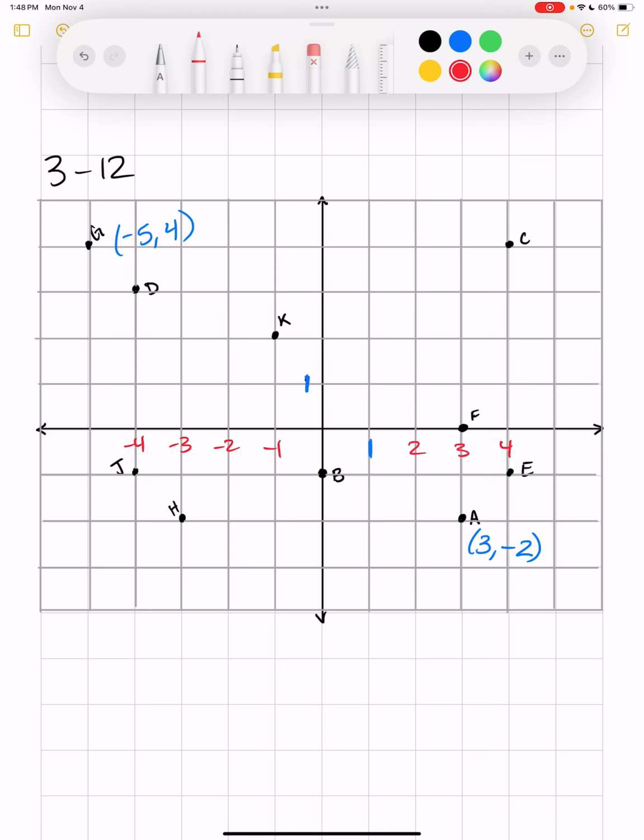How about B right here? Yep, so it stayed on the y-axis, so that means that the x value has to be 0, and then it's down 1, so 0, -1. How about J? Yep, -4, -1.